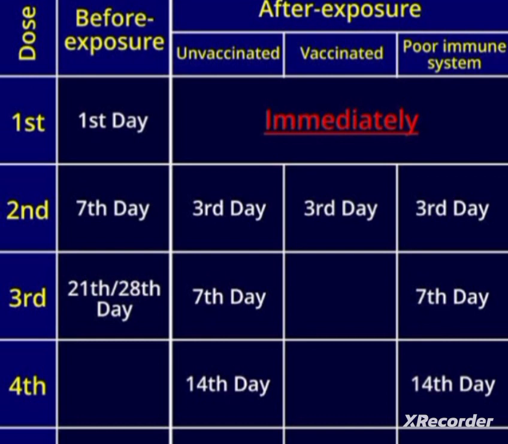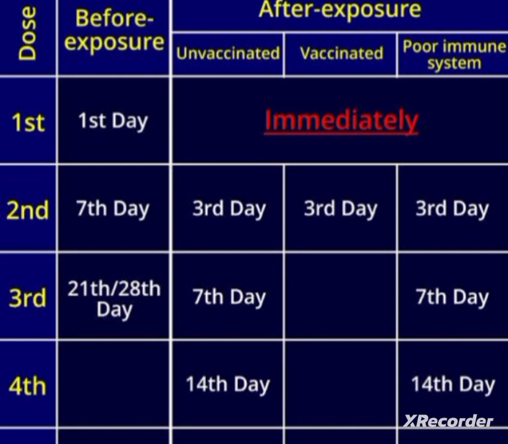Then in case of poor immune system, if the patient has malaria, cancer, multiple disorders, or if the patient has an immunocompromised state or renal insufficiency, all these conditions, their immunity will be compromised. So that time we can give the intramuscular rabies vaccine. For the intramuscular rabies vaccine, the dosage will be 5 doses we are giving.